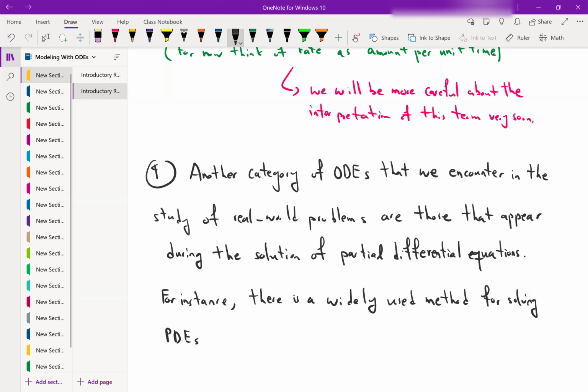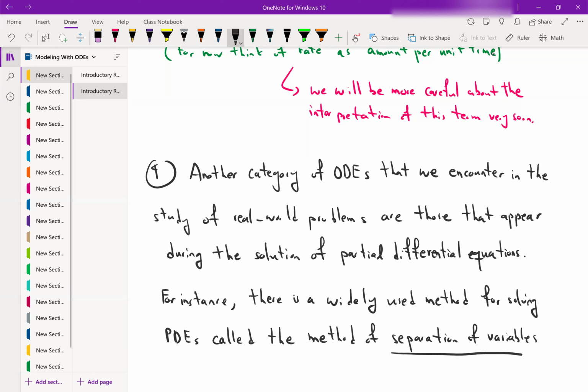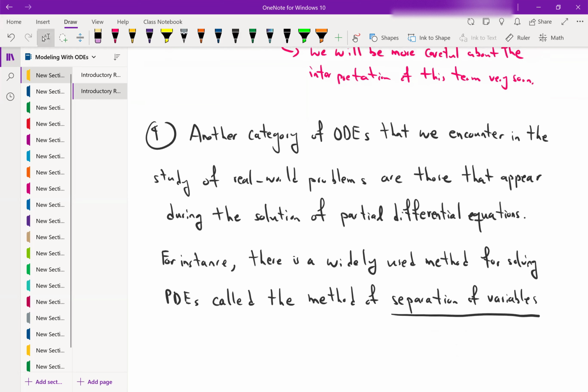So there is a widely used method for solving PDEs, like our abbreviation for partial differential equations, called the method of separation of variables. And this method, what it does for us is that it essentially transforms the governing PDE into multiple ordinary differential equations.